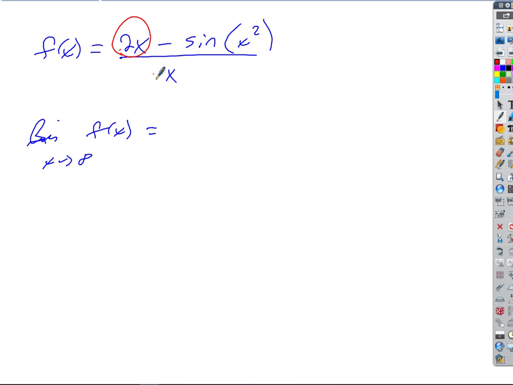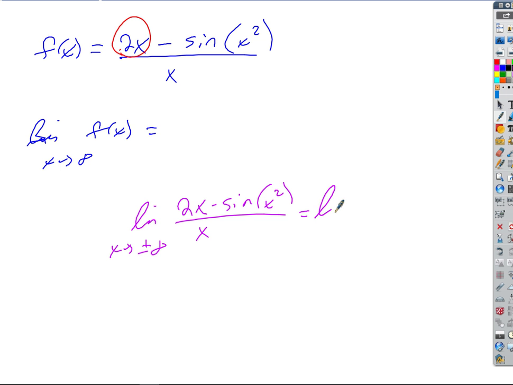Everybody see that? And so I can think about this the same as I did before. The limit of f of x, so this is true. The limit, I'll write this function down, of 2x minus sine of x squared over x, as x approaches plus or minus infinity, is exactly equal to the limit of 2x over x, isn't it? That's going to become vanishingly small in comparison. And what's that limit equal to? So, right?